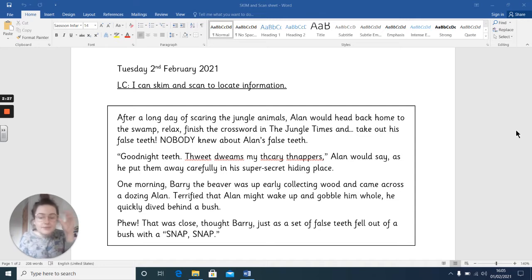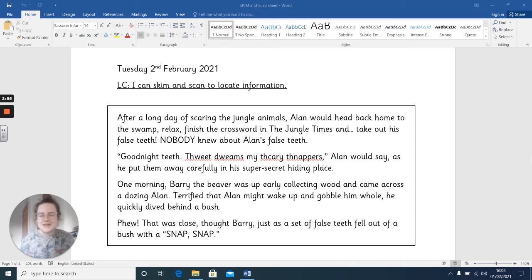One morning, Barry the Beaver was up early collecting wood and came across a dozing Alan. Terrified that Alan might wake up and gobble him whole, he quickly dived behind a bush. "Phew, that was close," thought Barry, just as a set of false teeth fell out of a bush with a snap, snap.